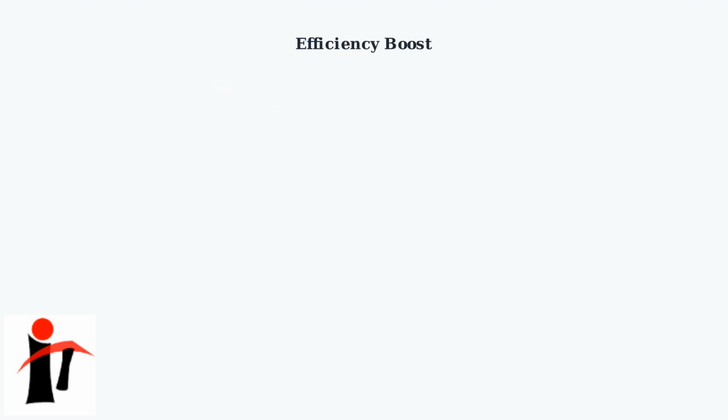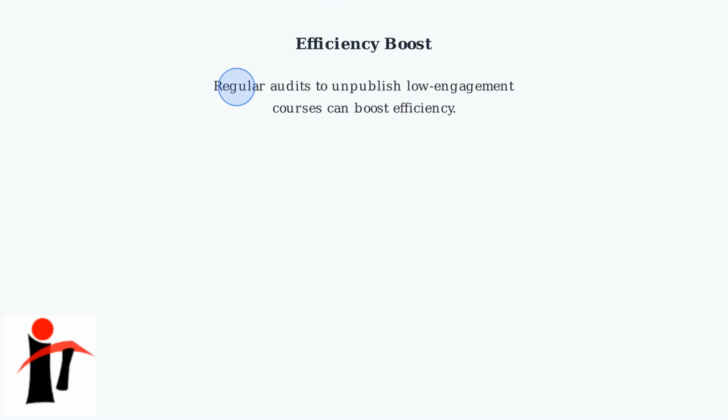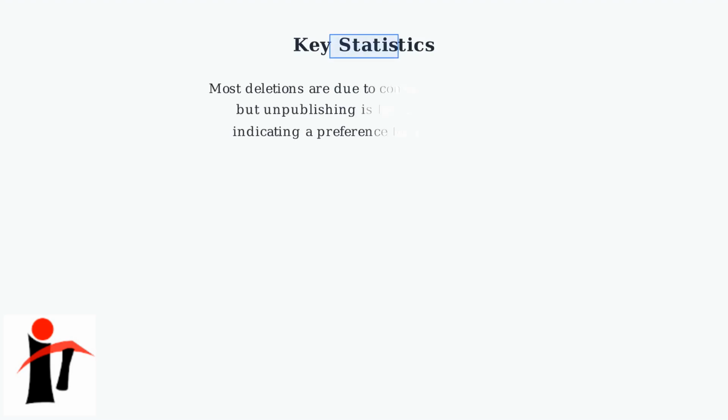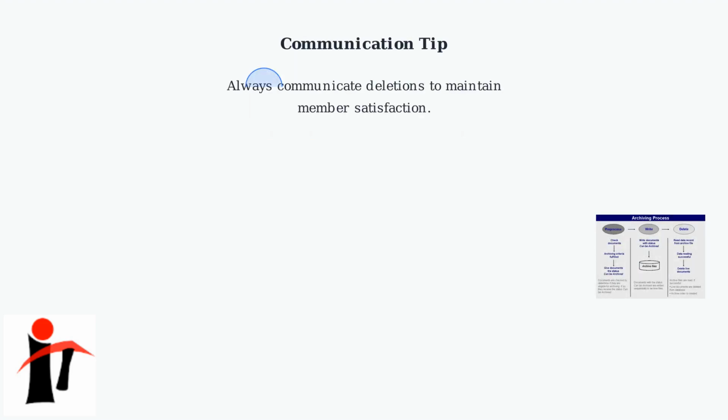EdTech experts advise archiving over deleting to preserve intellectual property. Regular audits to unpublish low-engagement courses can boost efficiency. Statistics show that most deletions are due to content obsolescence, but unpublishing is far more common, indicating a preference for reversibility. Always communicate deletions to maintain member satisfaction.